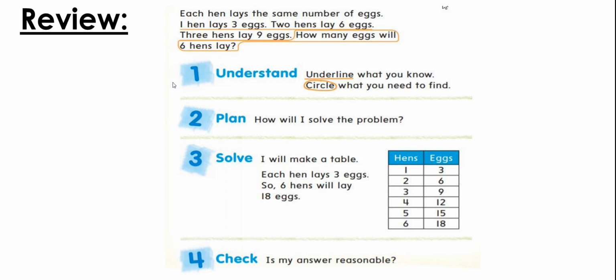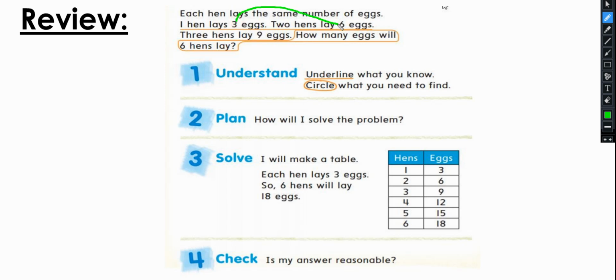So as usual, we always first have to understand. So we underline what we know and we circle what we need to find. We underline that one hen lays 3 eggs, 2 will lay 6, and 3 will lay 9. So we find the pattern here. If you can see, the pattern here is skip counting by what? Can you see it? From 3 to 6, from 6 to 9.